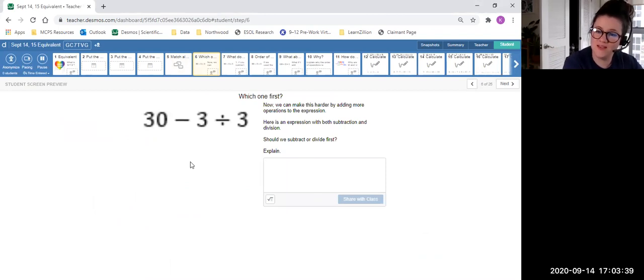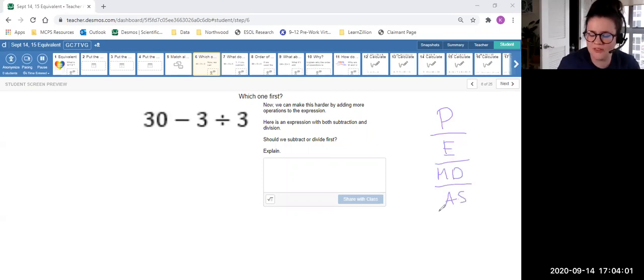Now we can make this expression harder by adding more operations to the expression. Here's an expression with both subtraction and division. Should we subtract first or divide first? And if you're thinking about, oh, what order do I do that in? The order of operations. And I read it this way for a particular reason that we will get to shortly.